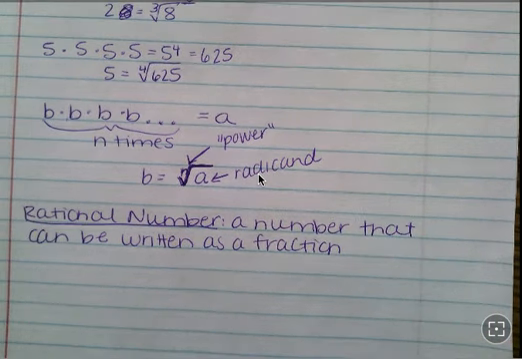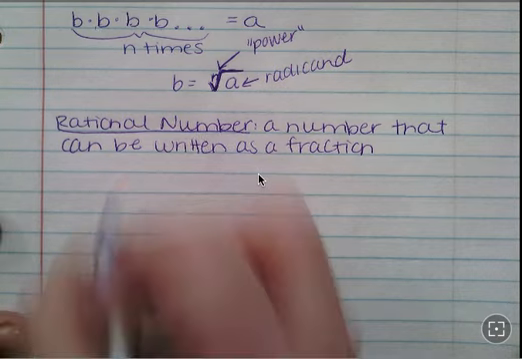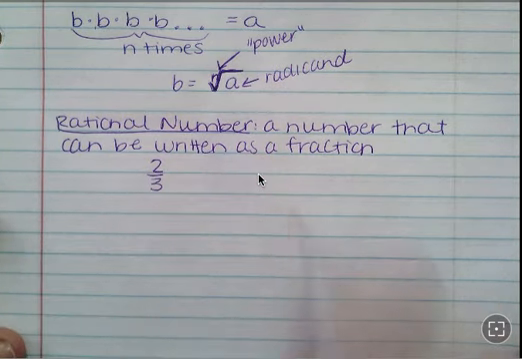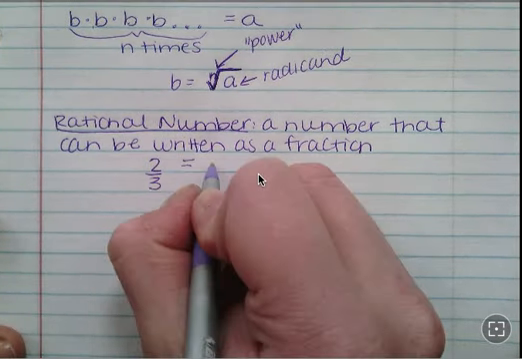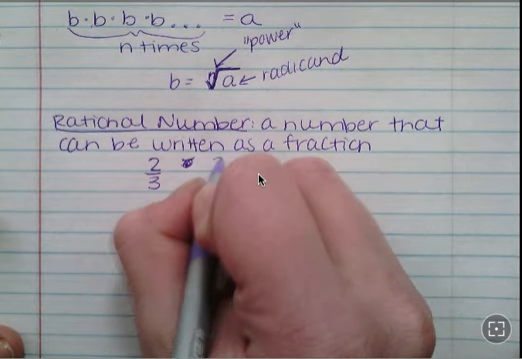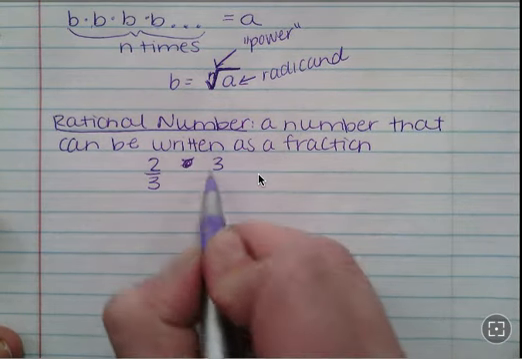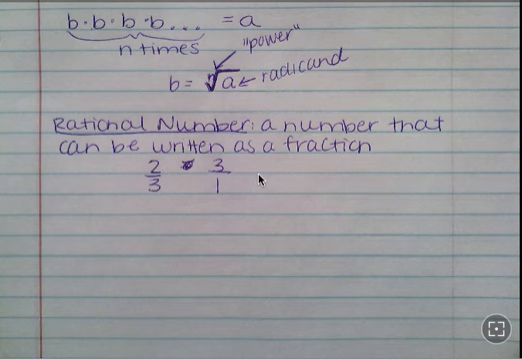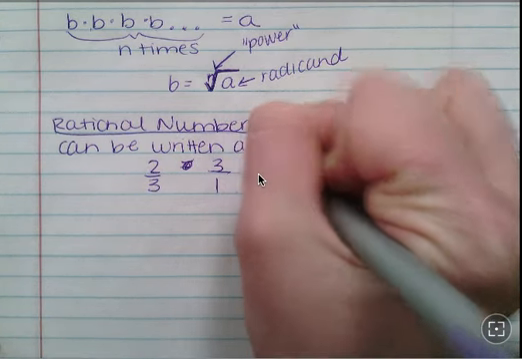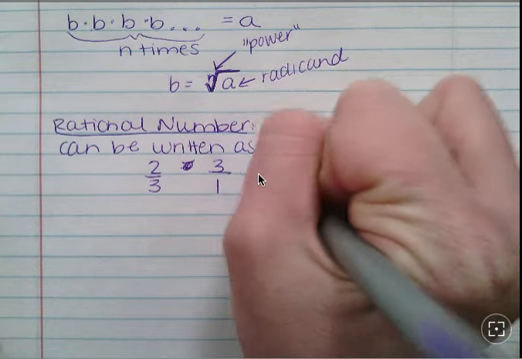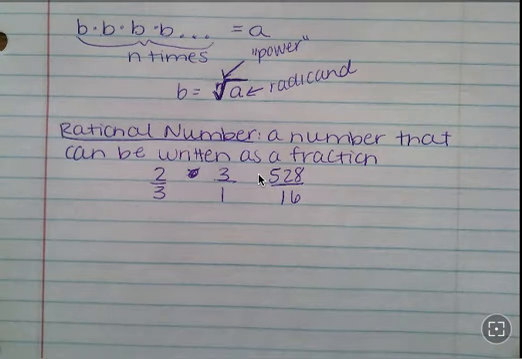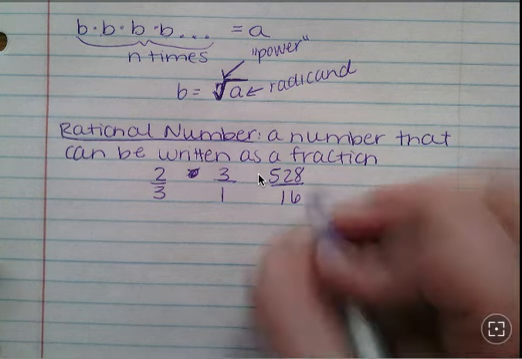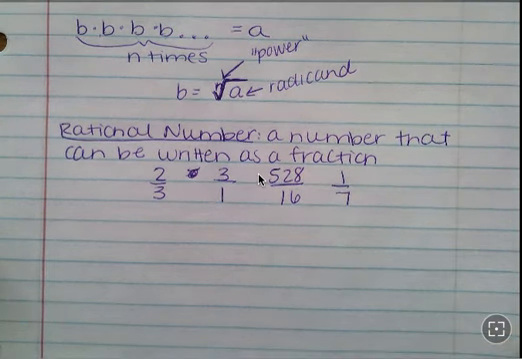That's what a rational number is. So an example of a rational number is 2/3. Or we could also say that 3 is a rational number because 3 could be 3 over 1. We just don't normally say the over 1 part. Okay. 5,028 over 16, as ugly as that is, is a rational number. A rational number is anything that can be written as a fraction. Okay. 1 over 7 is a rational number.